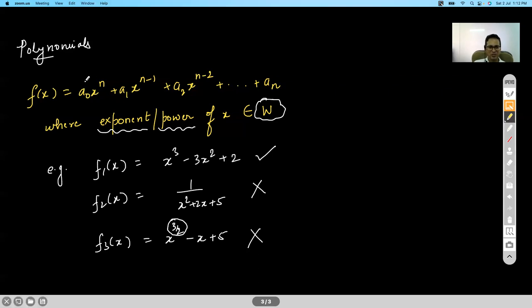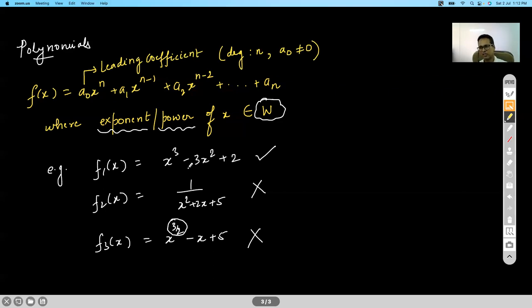Now, this coefficient is what we call the leading coefficient. If the degree of the polynomial is n, then please note that the leading coefficient cannot be zero. Now, this leading coefficient is a very vital element for a polynomial because, first of all, it is leading, it is attached with the term of x which has the highest power.